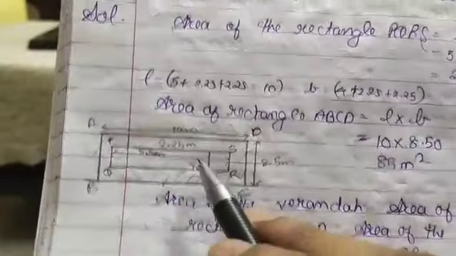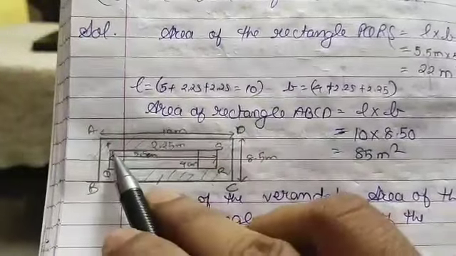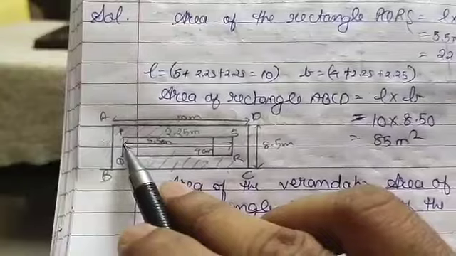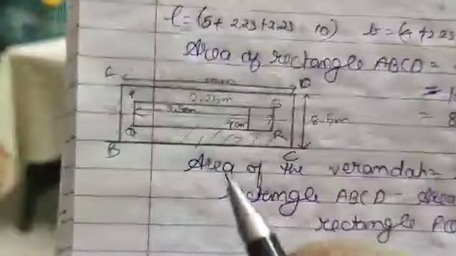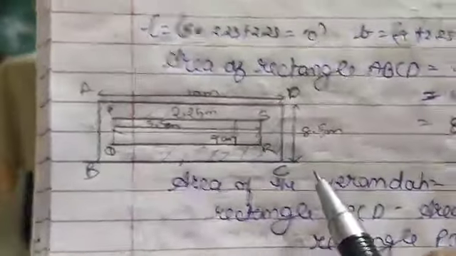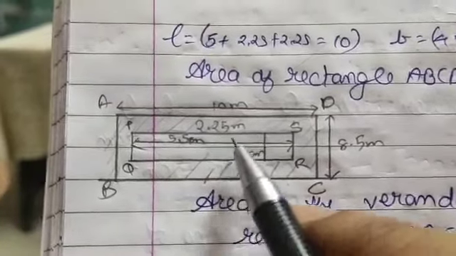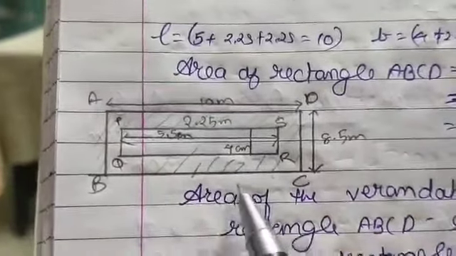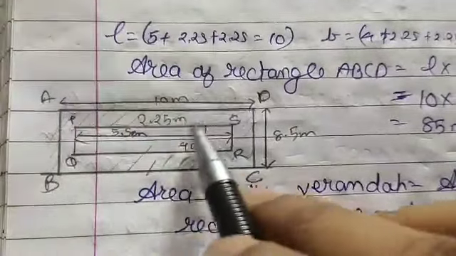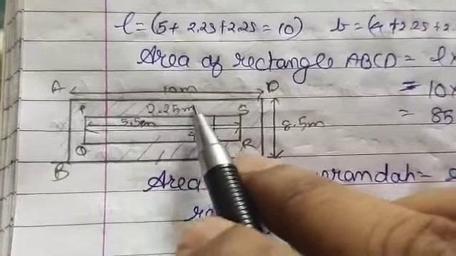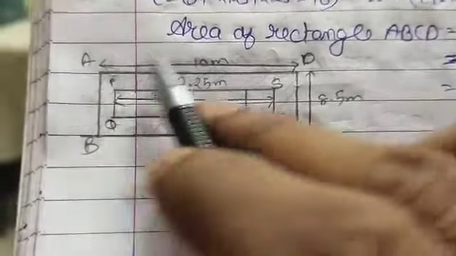Now how to find the area of the veranda? I will find the area of the room, that is PQRS. Then I will find the area of ABCD. ABCD is the area of the rectangle, that is the area of PQRS plus the area of the veranda.